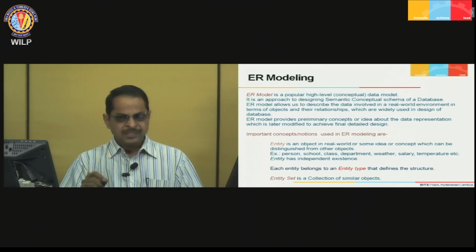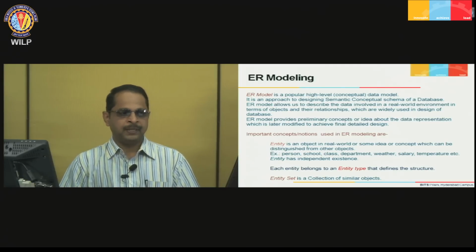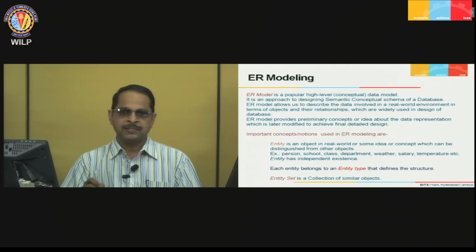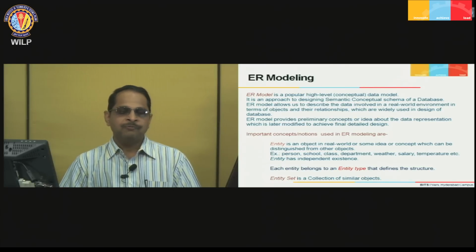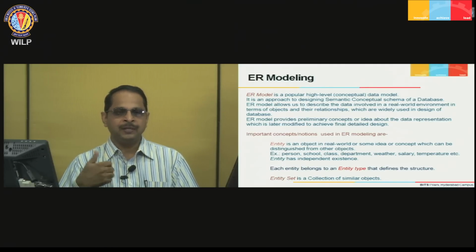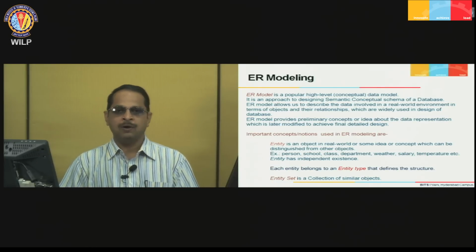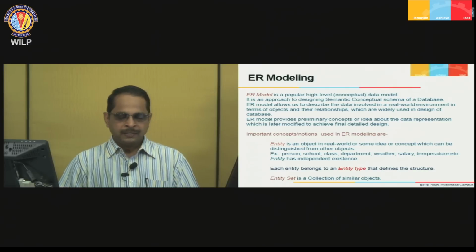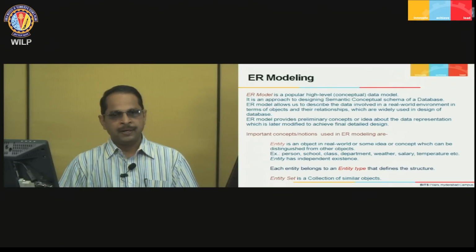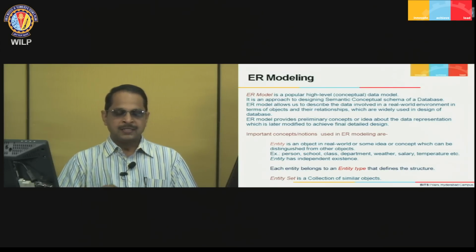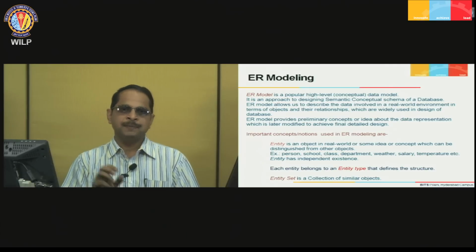Then each entity belongs to a type. We call it an entity type, which defines the structure. The analogy is, if we look at object oriented programming languages, we have class and instances. A class defines the structure of objects, whereas when we instantiate the class, we get instances or actual objects. Similarly, an entity type is going to define the structure for entities of that type.